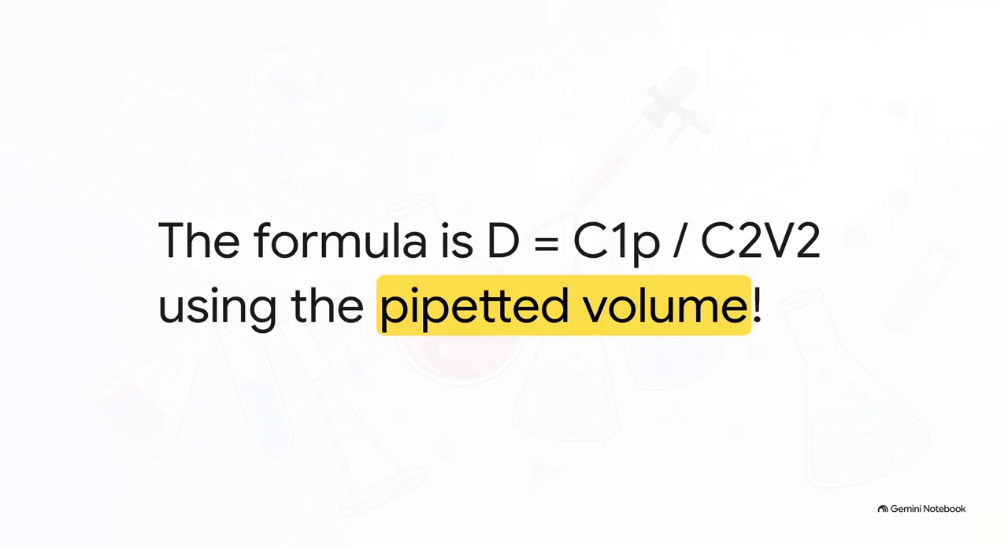D equals C1 times P divided by C2 times V2. This is such a brilliant modification because it introduces P, which stands for the pipetted delivery volume. It calculates D, the full dilution required. By telling the algorithm exactly how much fluid the robot's pipette can actually physically handle at one time, the math perfectly aligns with the physical limits of the robotic hardware. It's a real game changer.